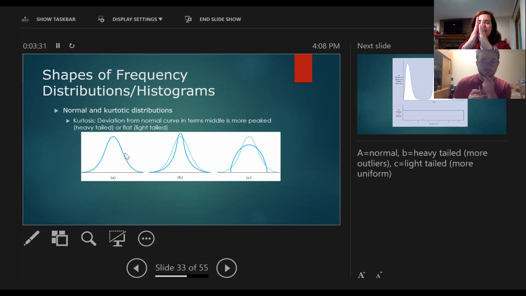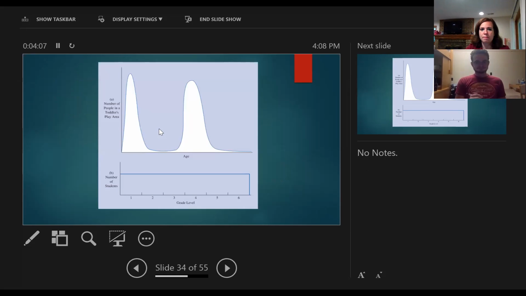If it's really skinny and it goes straight up, that's a really light tail, or a heavy tail, I should say, because it's heavy centrally, but a very light tail. So that means all the values are right in the middle, and then it drops way off. This, on the other hand, is light-tailed, and it's more of a flat distribution. That's almost more of the rectangular one we were looking at before. So that is what kurtosis specifically is, the deviation from a normal curve as far as how it's peaked and how it's flat. Those are two different pieces to that.